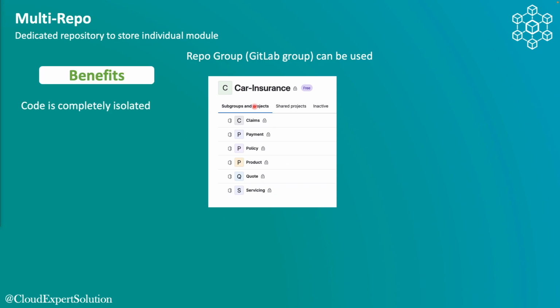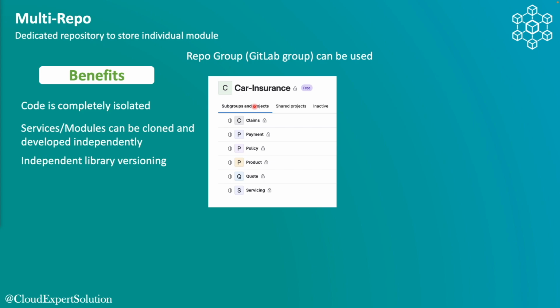In terms of benefits, this code is completely isolated. We can clone and deploy services or the modules independently. We can have independent library versioning. We can provide granular access controls. Since we have a dedicated repo, we can implement granular access control. We can have an independent CI/CD pipeline. The previous limitation is no longer a limitation in this case because I can establish a dedicated CI/CD pipeline from each repo.